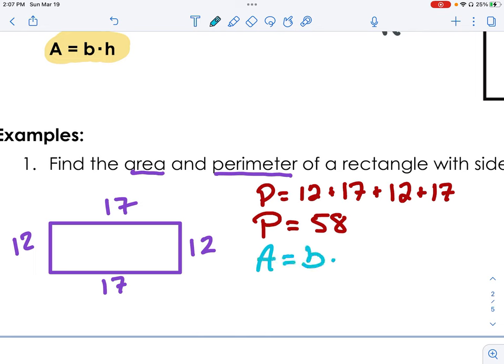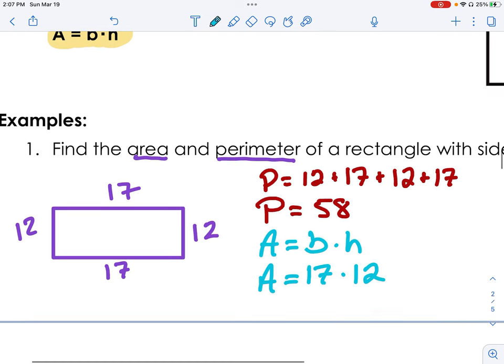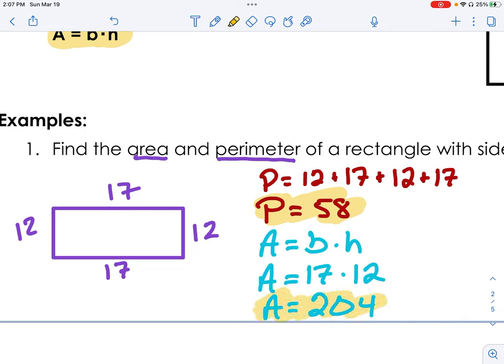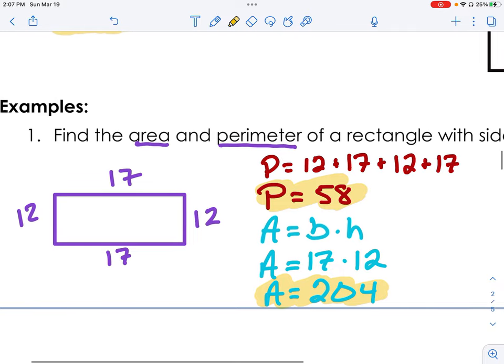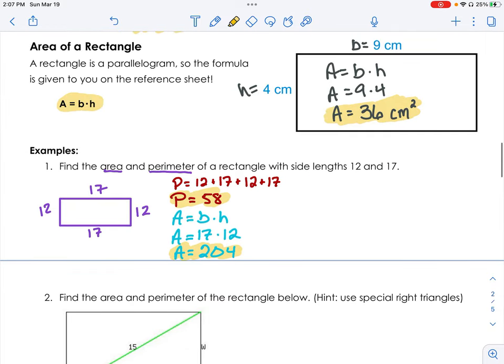Let me go ahead and solve the area. Remember, this formula will be given to you. Area equals base times height. So I know that my base was 17. My height was 12. So the area equals 204. So perimeter again was 58. We added those side lengths together. Area, we used base times height. And when we multiplied those, that equaled 204.